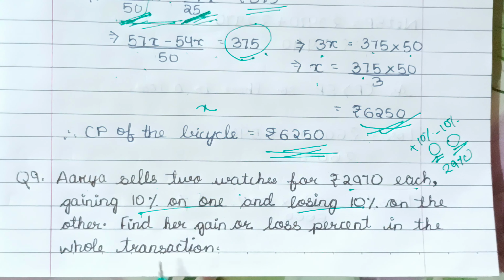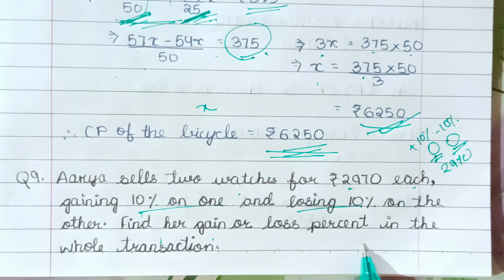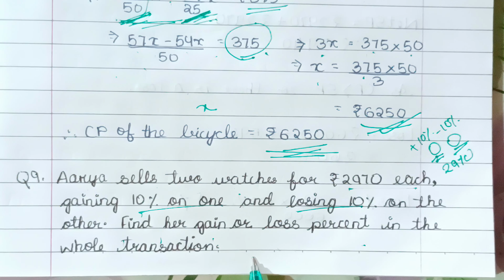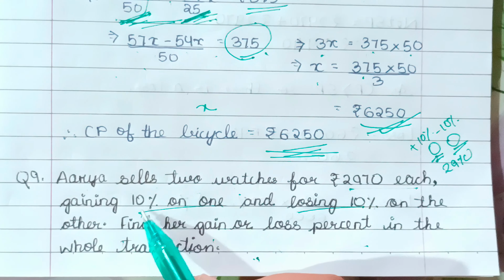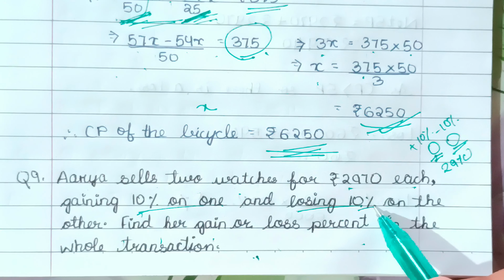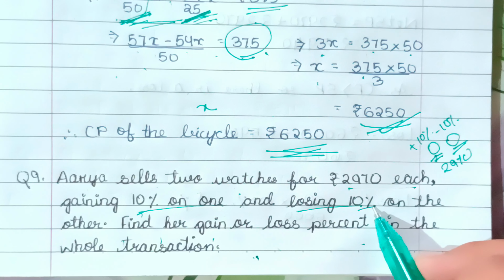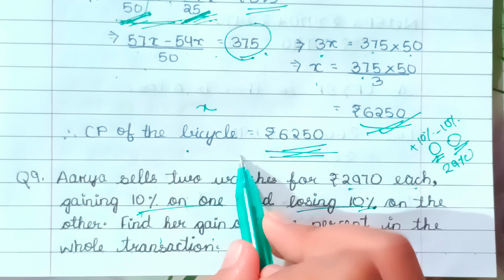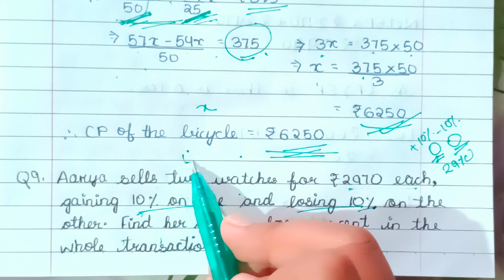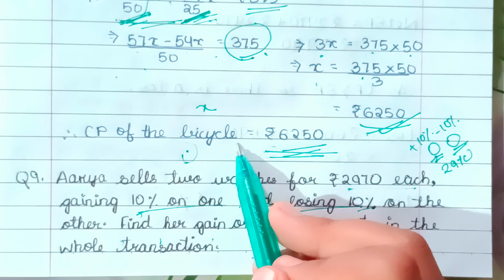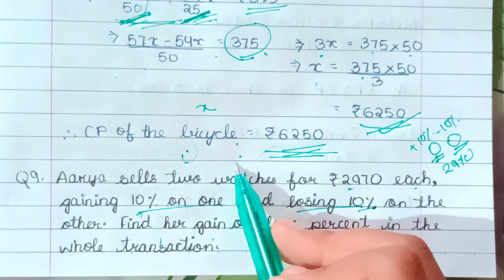So here it has told to find her gain or loss percent in the whole transaction. Now we cannot say that in the whole transaction she has neither any profit nor any loss just because there are 10% and 10%. That is totally wrong. We have to find the CP of both the watches differently because this watch and this watch are not the same. The number may be same but the amount is different.